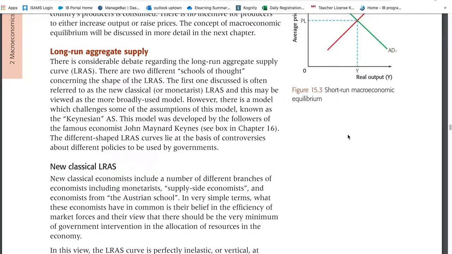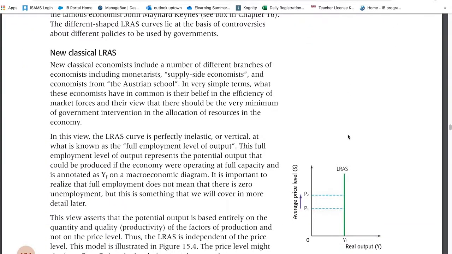So they have different shapes, and a lot of the reasoning for it is due to the level of involvement the government should have in the economy, from the economist's perspective. So the new classical long run aggregate supply model, these are people that we call supply side economists. In very simple terms, these guys believe that market forces are the best way to run an economy, that there should be very minimum government intervention when it comes to allocating resources.